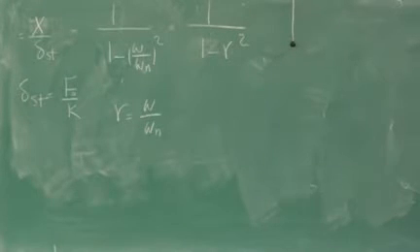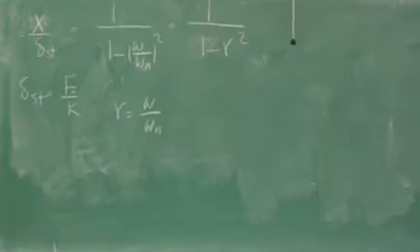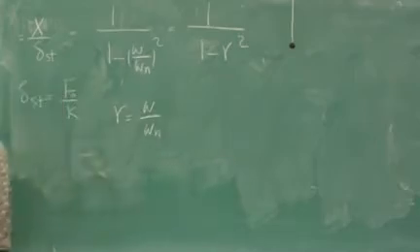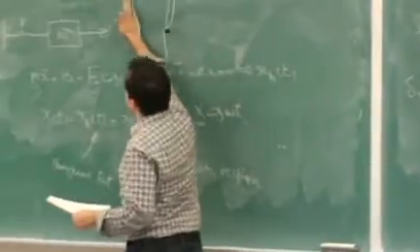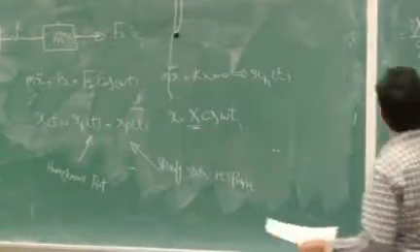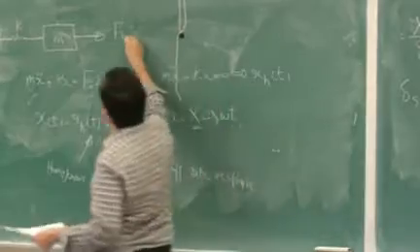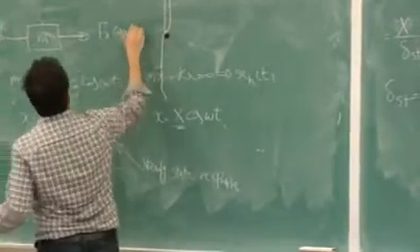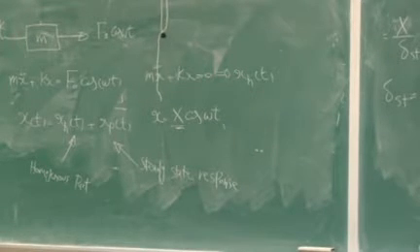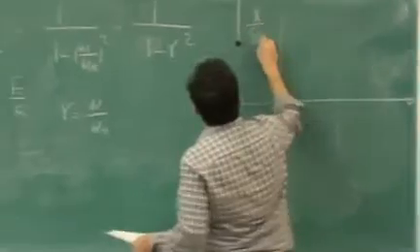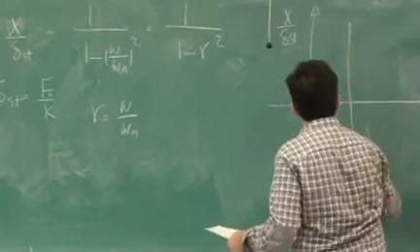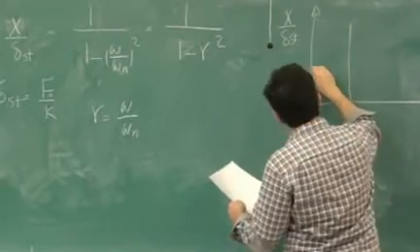The amplitude of the particular solution is compared to a static deflection, which is going to be F naught divided by K. If I apply F naught, the amount of deflection is going to be F naught divided by K. So we call it a static deflection. So this ratio is going to be something like this. It just plots X over delta static as a function of r.